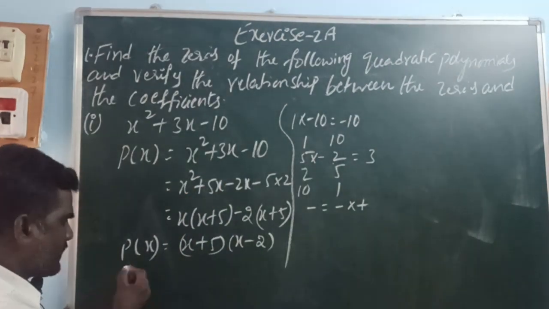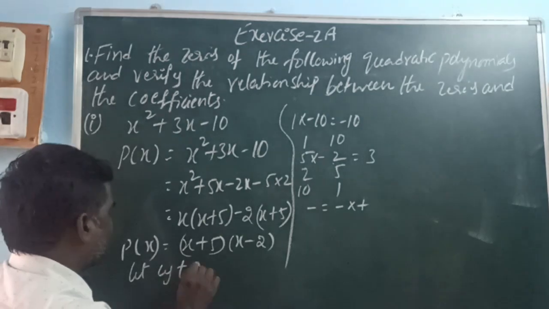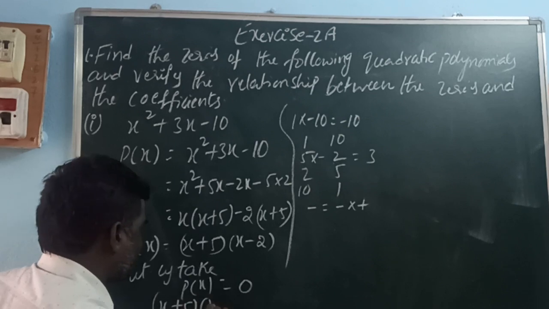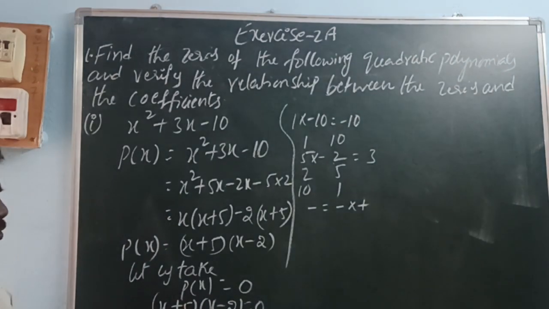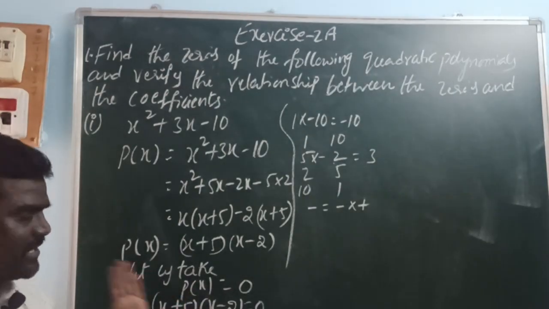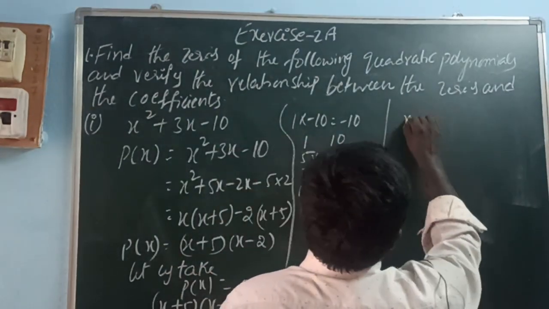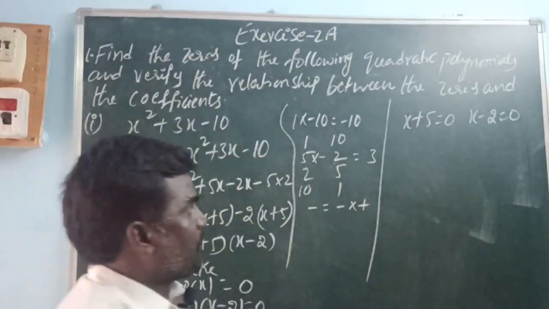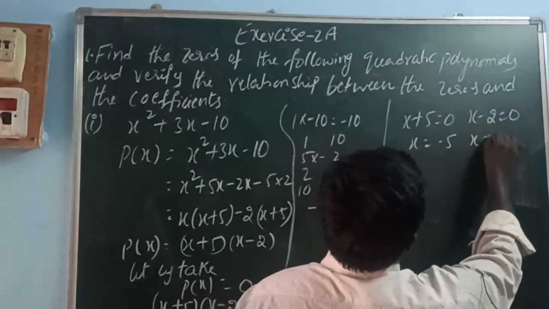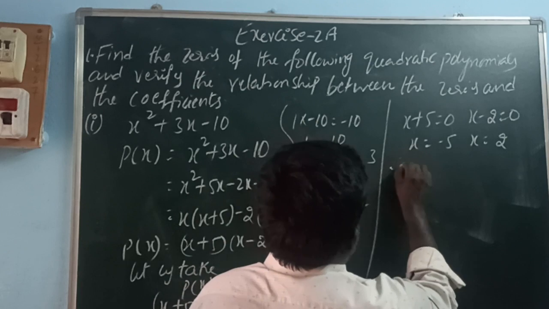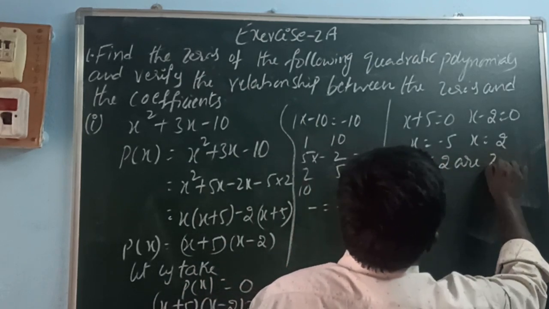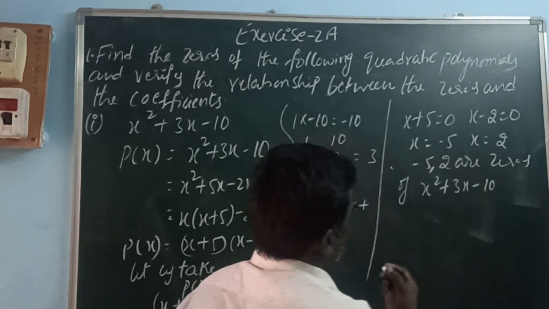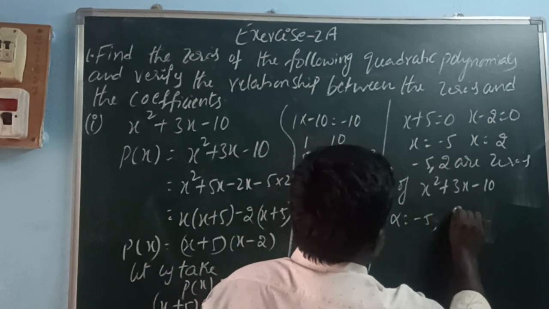Now find the zeros. Let us take p of x equal to 0: x plus 5 into x minus 2 is equal to 0. The product of two polynomials is 0, so either the first one is 0 or the second one is 0, or both. So x plus 5 is equal to 0, x minus 2 is equal to 0. Plus 5 goes to the other side as minus 5, minus 2 goes as plus 2. Therefore minus 5 and 2 are zeros of the quadratic polynomial x square plus 3x minus 10. Let us take alpha equal to minus 5, beta equal to 2.